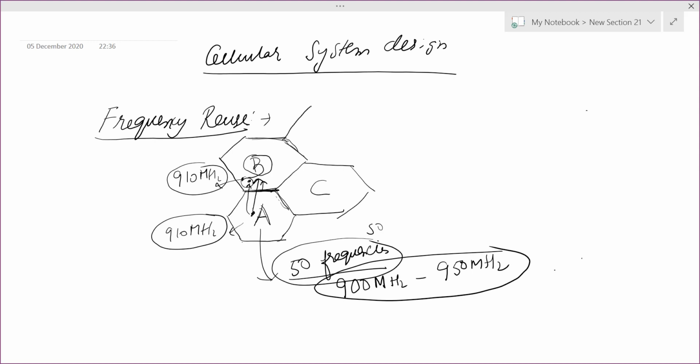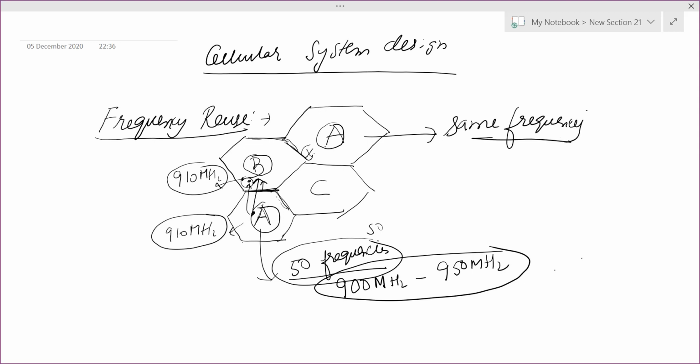But what we can do easily is, I will designate this cell again with A. Since this cell is farther from this cell, okay, this cell A is farther away from this cell A, I can use the same frequency here. So now if a person is calling at this point and a person is calling at this point at the same time, and both of them are given the same frequency 910 megahertz, the signal of this A will not reach this point easily. It will be very weak because they are farther away.